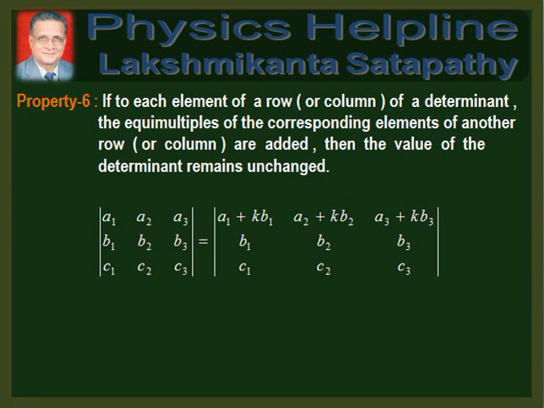The sixth property states that if to each element of a row or column of a determinant the equimultiples of the corresponding elements of another row or column are added, then the value of the determinant remains unchanged. In the example, each element of R2 of the determinant on LHS is multiplied by K and then added to the corresponding elements of R1 to obtain the determinant on the RHS, such that the values of the two determinants are equal.